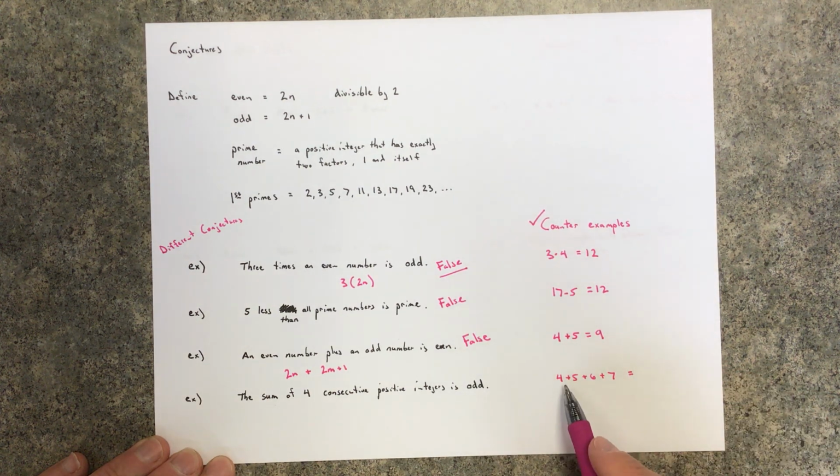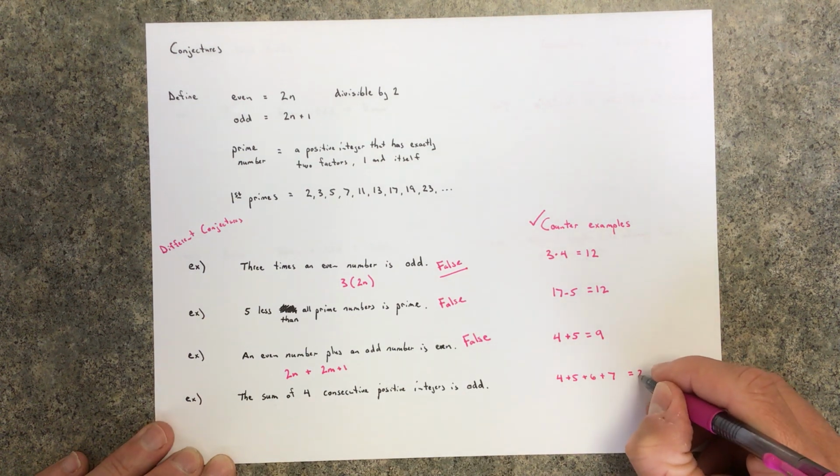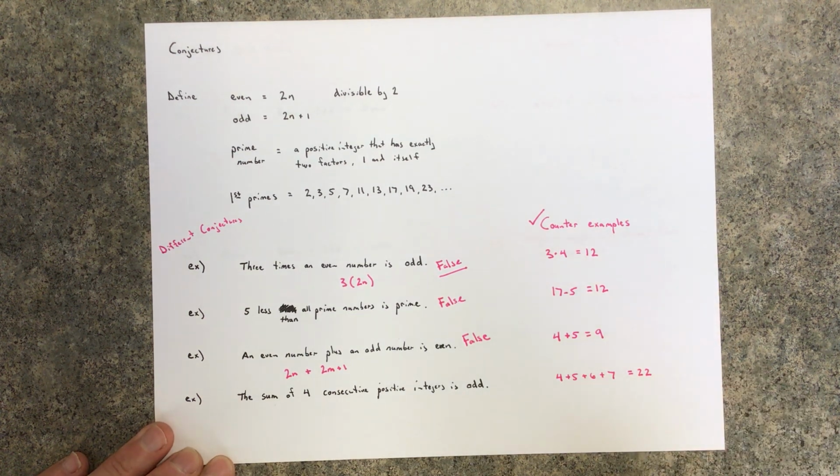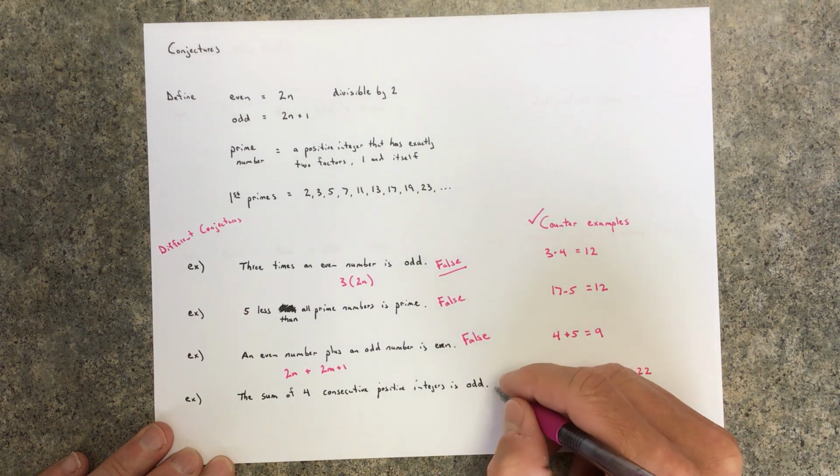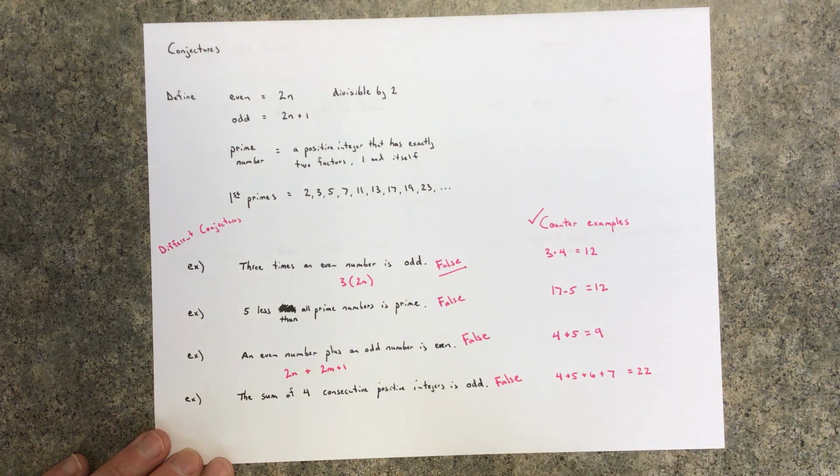So that's 4, 9, 15, 22. Well, I just gave you a counterexample that the sum of 4 consecutive integers is actually even. So this is also false. Again, proving something false is easy. Just give me a counterexample, just one. Again, because if this is going to be a true statement, it has to be true for all of those conditions.